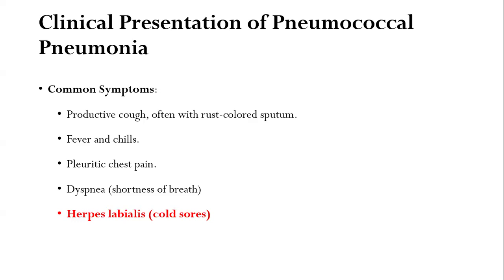The common symptoms are productive cough. Often the sputum is rust colored. There may be accompanying fever and chills, pleuritic chest pain, dyspnea, that is shortness of breath, and one very important clue in this question was herpes labialis, that is cold sores. So pneumococcal pneumonia can usually follow infection by herpes labialis, which can result in cold sores.